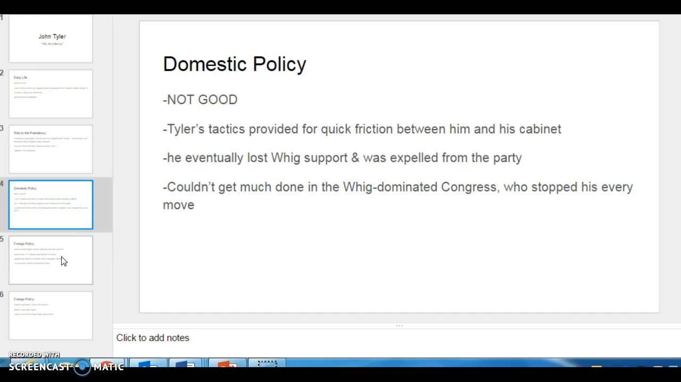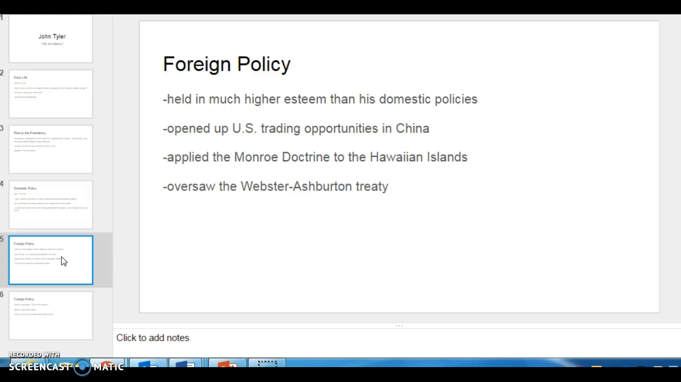Okay, foreign policy. His foreign policy was much more successful than his domestic policy overall. He opened a lot of key trading opportunities with China. He sent a diplomatic envoy over there. He extended the Monroe Doctrine to the Hawaiian Islands, so he basically told the British to keep out, stay away from Hawaii, which sort of enabled the annexation process to start.